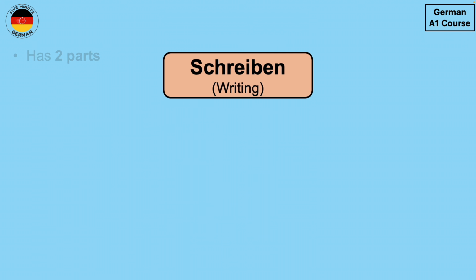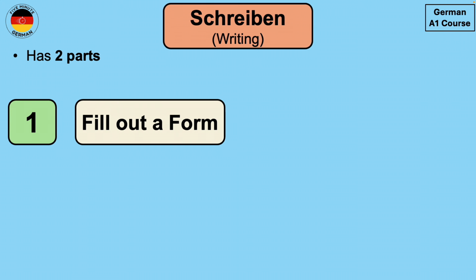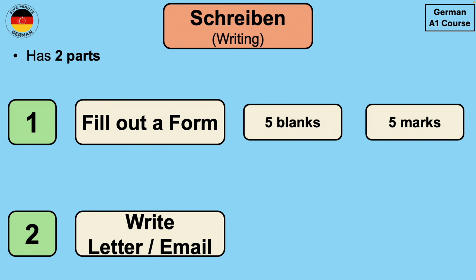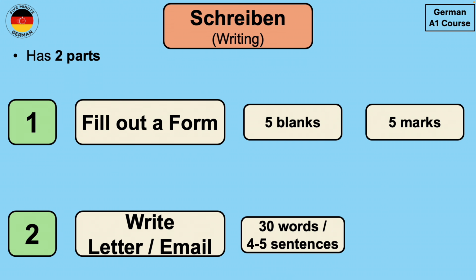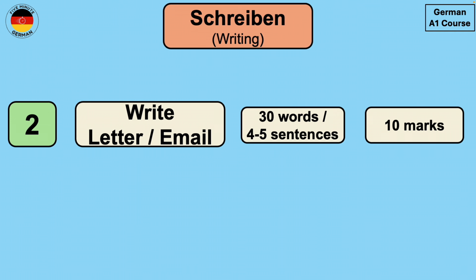The Schreiben or writing section of the exam has 2 parts. In the first part, you have to fill out a form in which there are 5 blanks and you get 5 marks for this part. And the second part is to write a letter or an email, and this should be 30 words or 4 to 5 sentences, and this has 10 marks. So right now our focus will be on part 2, which is how to write a letter or an email. Both are written in the same way, so it doesn't matter if it is a letter or an email, there is no change in how you write them.